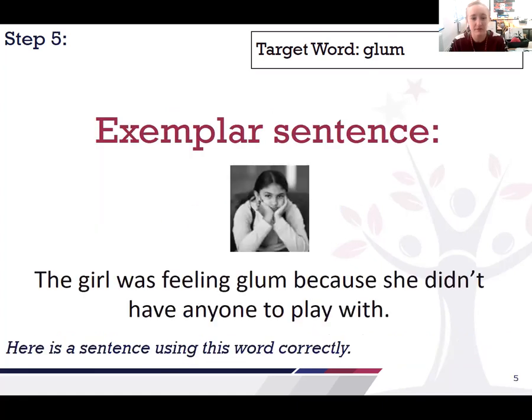All right. I've got an example sentence for you to see here on the screen, and I've written it underneath the picture, and it says the girl was feeling glum because she didn't have anyone to play with. So she's feeling quite sad and miserable because she doesn't have anyone to play with. So glum is showing how she feels in that context.